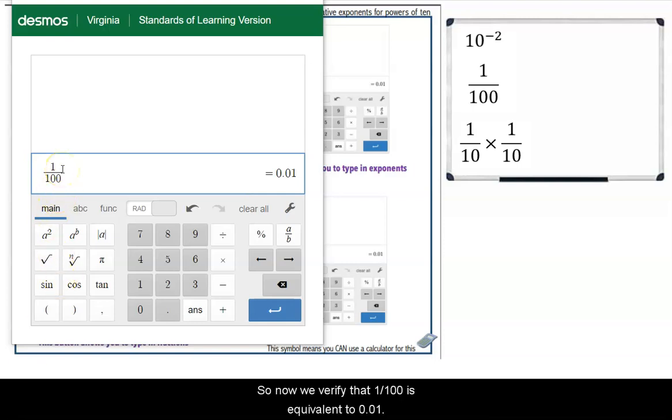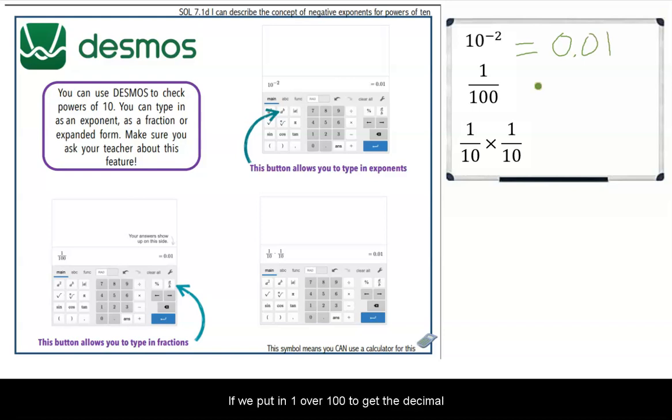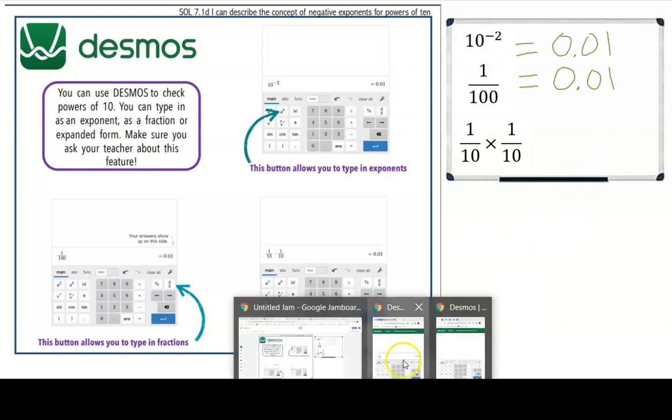So now we verified that 1/100th is equivalent to 0.01. So far we did 10 to the negative second power, and we saw that that was equivalent, by using our calculator, to 0.01 or 1/100th. If we put in 1 over 100 to get the decimal, we use that fraction key, and we also get the decimal of 0.01. And now let's look at that last one, 1/10 times 1/10.